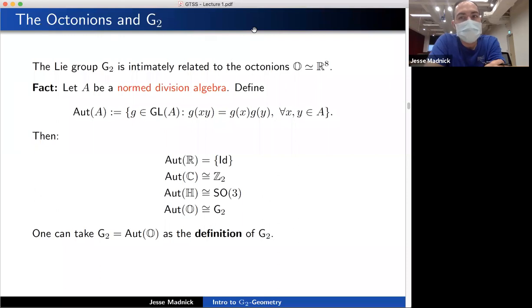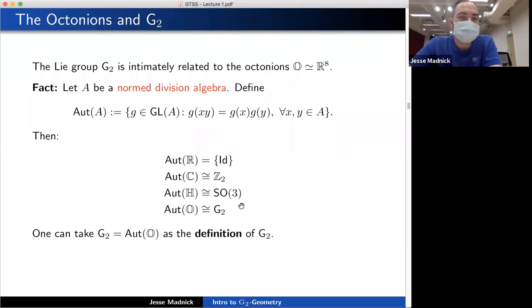So here's one. Let A be a normed division algebra. I'll define that word on the next slide. Let's consider its automorphism group. This is the set of invertible linear transformations which preserve the product structure. Then it's a classical fact that the automorphism group of R is the identity, that of the complex numbers is Z2, the quaternions is SO(3), and the octonions is G2. So if you like, you can take this to be the definition of G2.